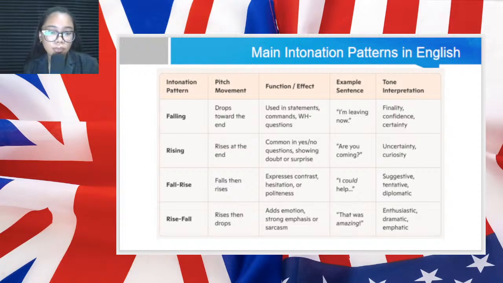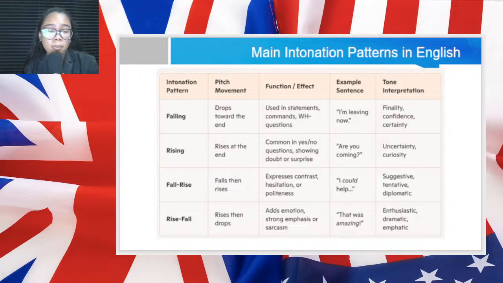So here the full rise on "help" suggests I could help, but there might be a condition, or I'm offering to help but I'm being gentle about it rather than making a firm commitment. So these tones often sound suggestive, tentative, diplomatic, or perhaps slightly hesitant. It adds a layer of subtle meaning, making your communication less direct and more considered, or indicating that your idea is still developing. Okay? And lastly, rise-fall intonation.